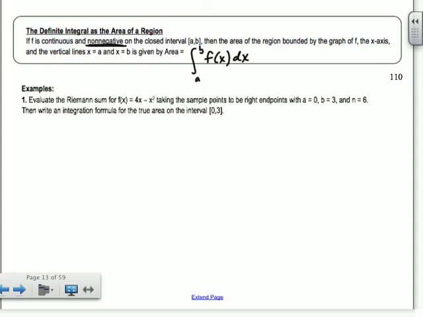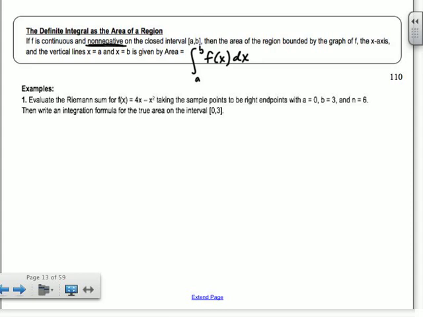All right, so it says evaluate the Riemann sum for f of x equals 4x minus x squared, taking the sample points to be the right endpoints from 0 to 3 with n equals 6. You guys did this a lot on your homework. Are you guys good on 6 rectangles? Can we skip this one? Yeah. All right, that's basically just saying use 6 rectangles, use right endpoints.